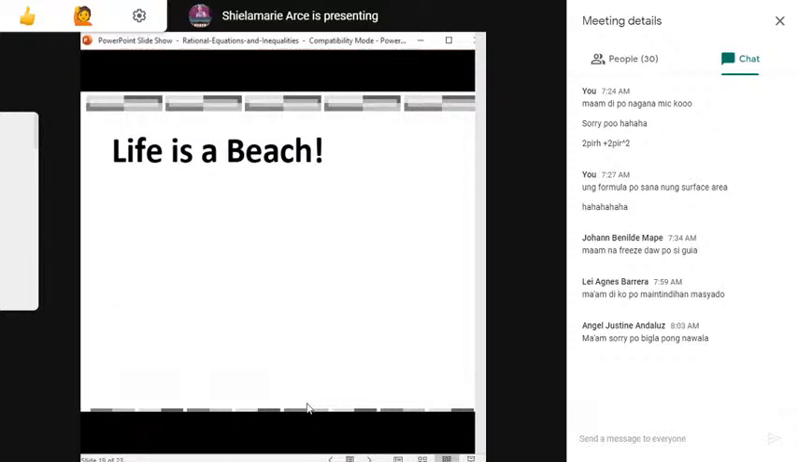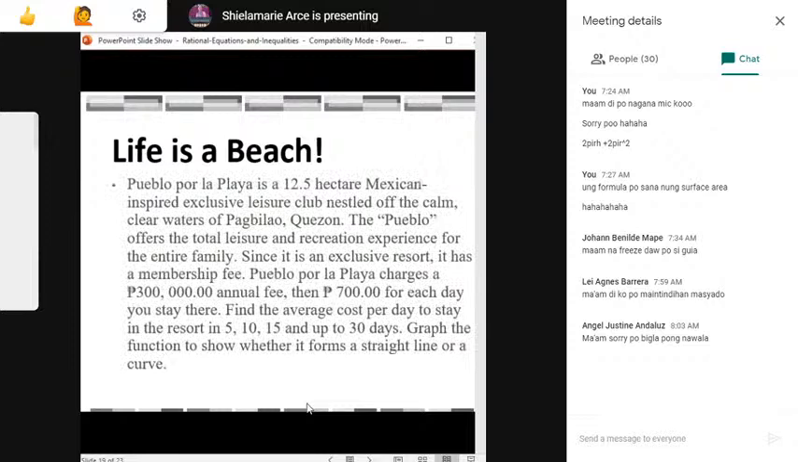This is entitled Life is a Beach. So medyo gamitin natin ang Pueblo por la Playa. Pueblo por la Playa is a 12.5 hectare Mexican-inspired exclusive leisure club nestled off the calm, clear waters of Pagbilao, Quezon. The Pueblo offers the total leisure and recreation experience for the entire family. Since it is an exclusive resort, it has a membership fee. Pueblo por la Playa charges a 300,000 pesos annual fee. Then 700 for each day you stay there.